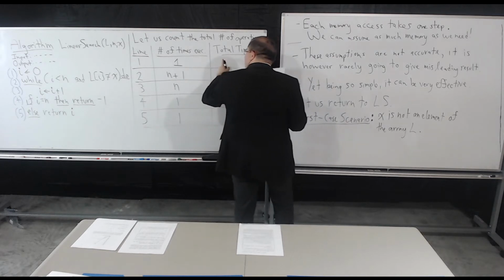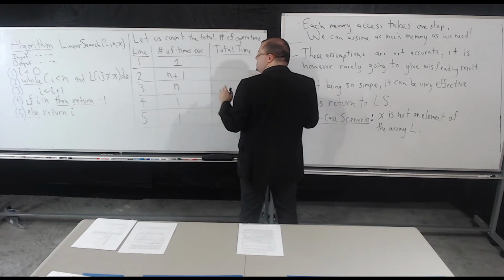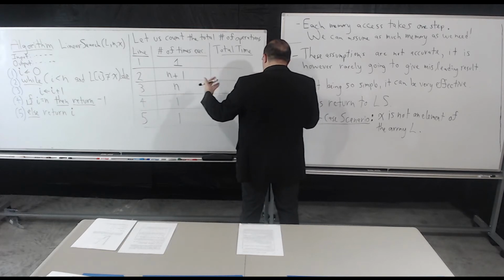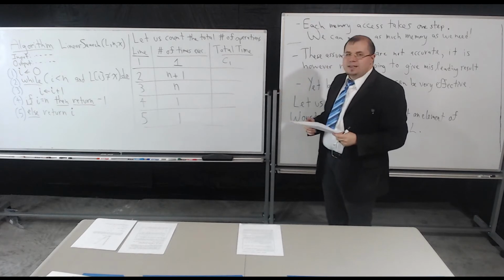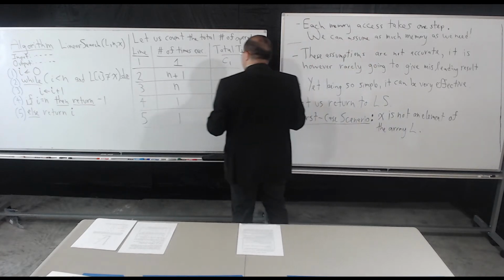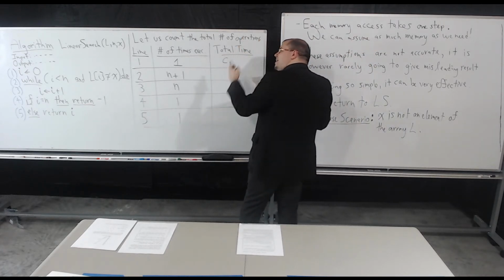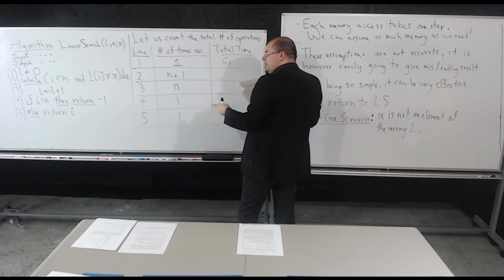So what's the total time? To perform that assignment, the assignment has to take some number of CPU cycles. I'll call this C1. So it's 1 times C1. That's the amount of time it's going to take. So the point is I'm going to assign each one of these operations that happens on a line.